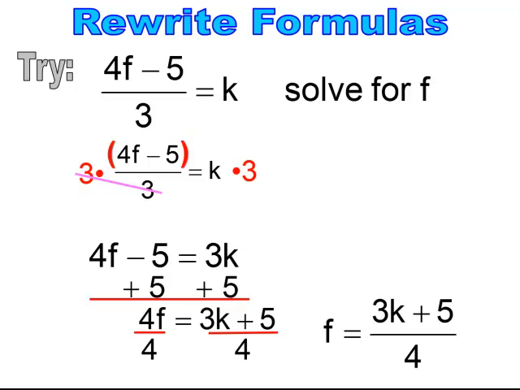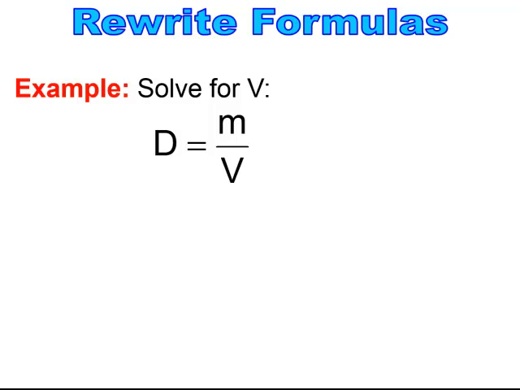So this next example, we're asked to solve for v, and you notice here that v is being divided into m. And in order to solve for a variable, you need it to be on top. So in this case, the first thing we need to do is get the v to be in the top position. Well, to do that, you're going to multiply both sides by v, because that's the opposite of division.